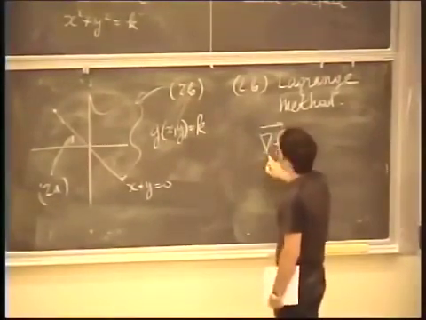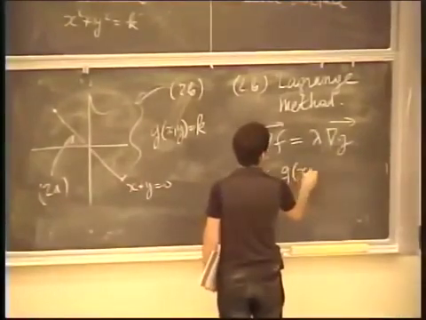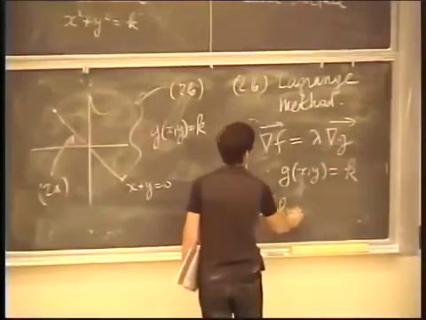You will write nabla f, where f is the function which you try to maximize or minimize, equals lambda nabla g, and then you also have g of x y equals k. So solve this system.